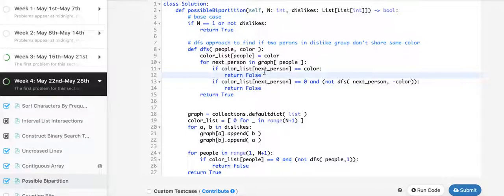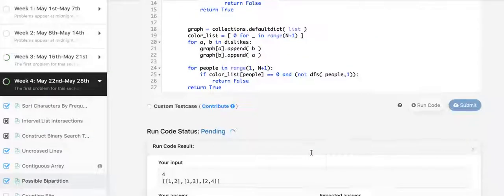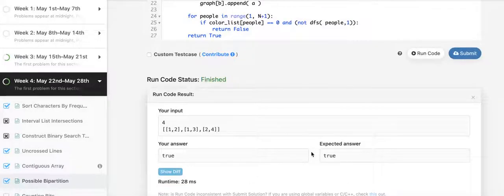Okay, so I hope that it's clear over here, and I run the code, so it returns true. So finally we have used the graph theory depth first search to solve this problem.